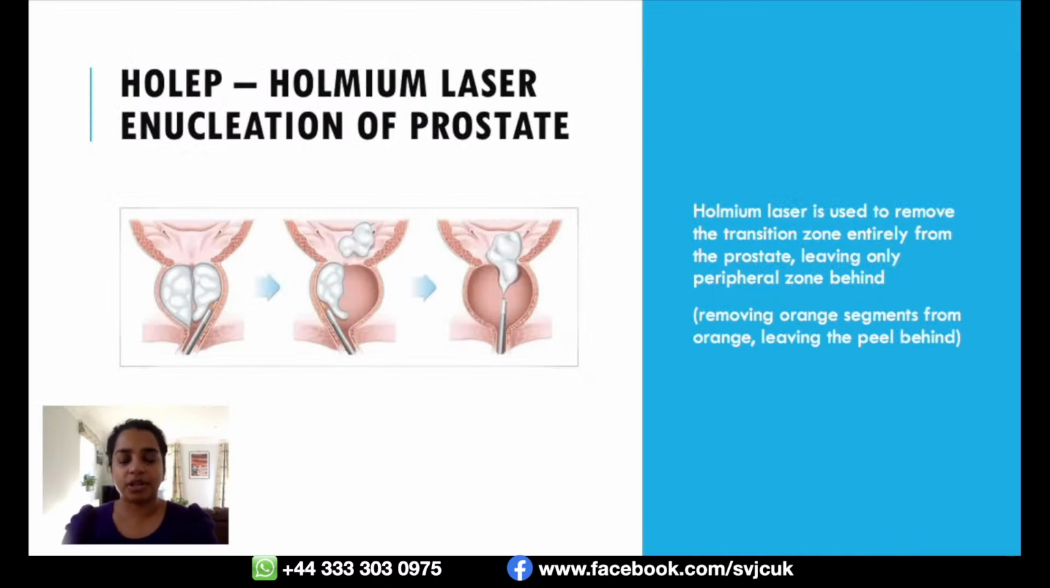HoLEP is a more novel treatment, but is widely used. HoLEP stands for holmium laser enucleation of the prostate. The holmium laser is used to remove the transition zone entirely from the prostate. If you wanted to imagine it in a different way, it's as though you're removing the orange segments from the orange, but leaving the peel behind, as depicted in the picture. This is found to be a very effective treatment for BPH, and tends to be done for larger prostates, although it can be done in any size of prostate.